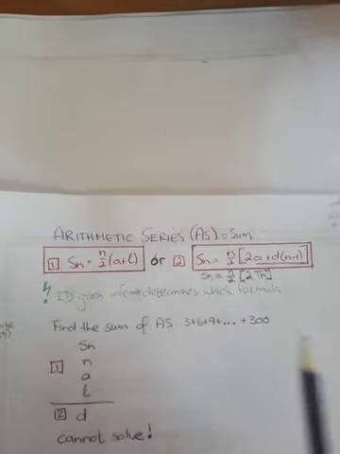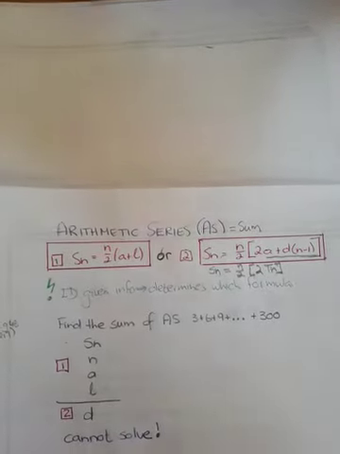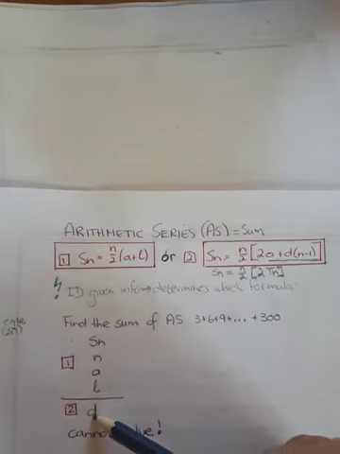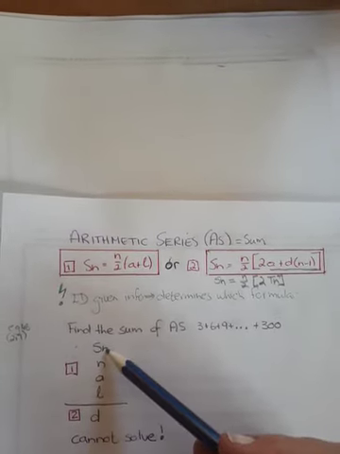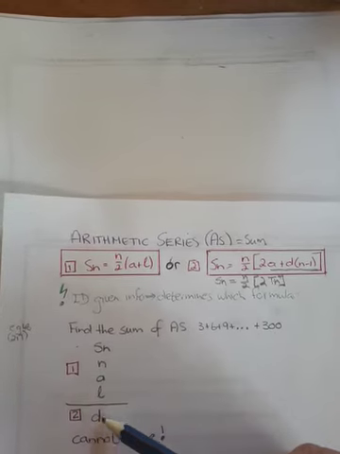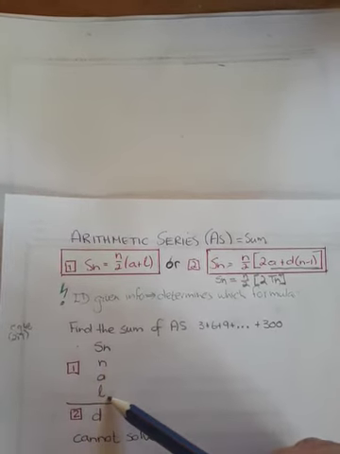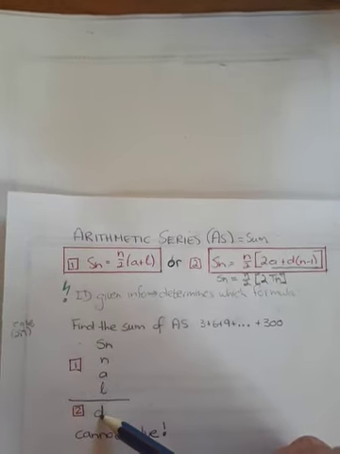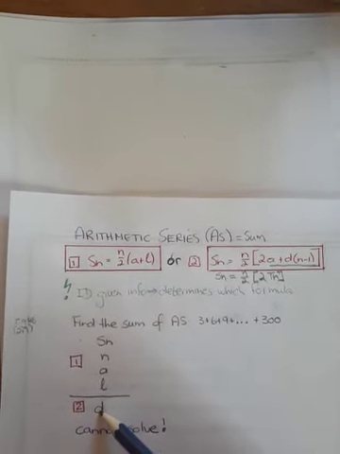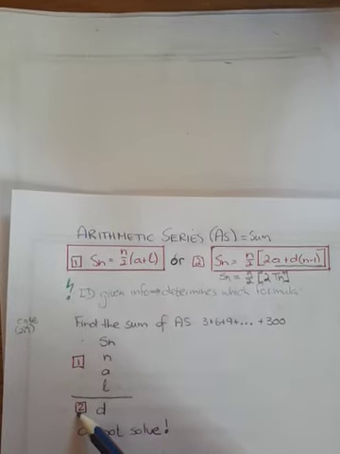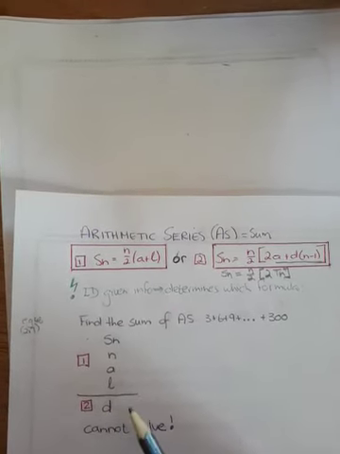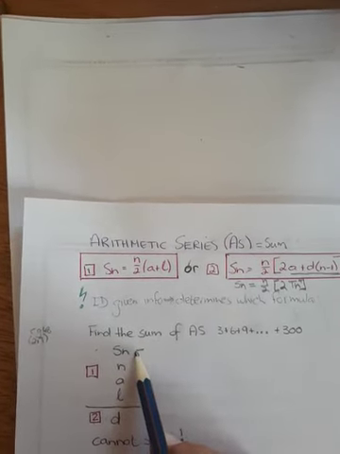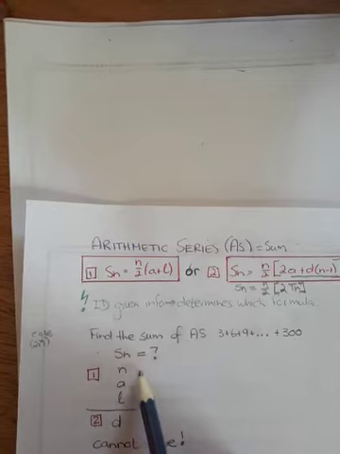If you watched the previous video, you will already know the rhyme for the variables that we must identify. We said it's SNN, ALD, where the first four are from my first formula and the D is the only different variable in my second formula. So let's start to identify. They say find the sum, so Sn is being asked.